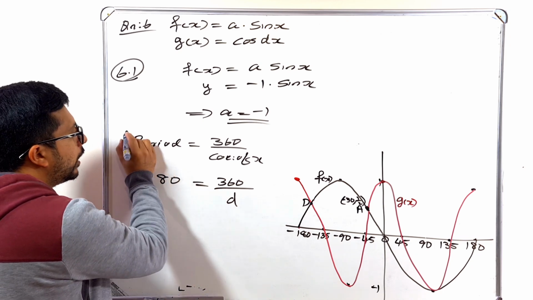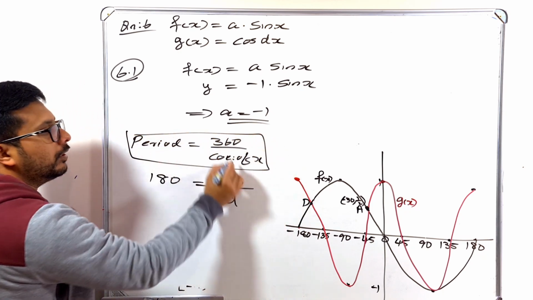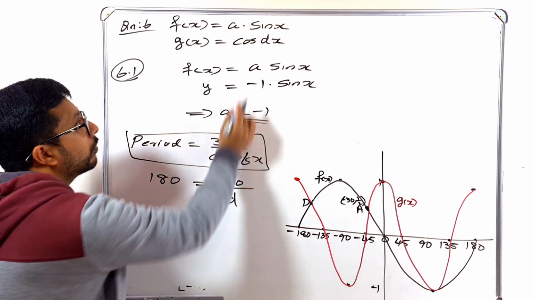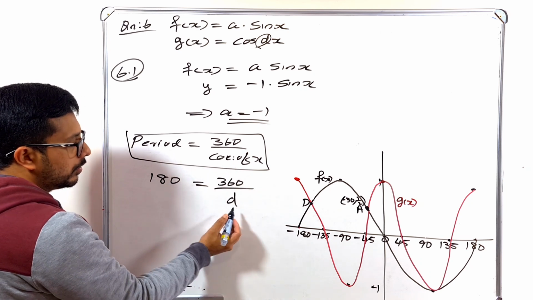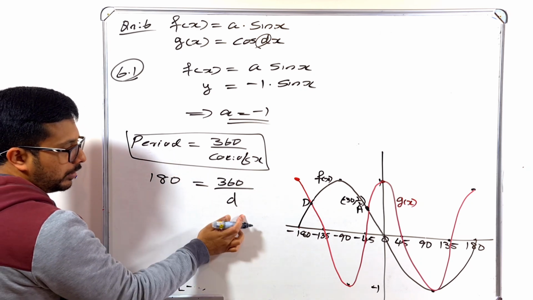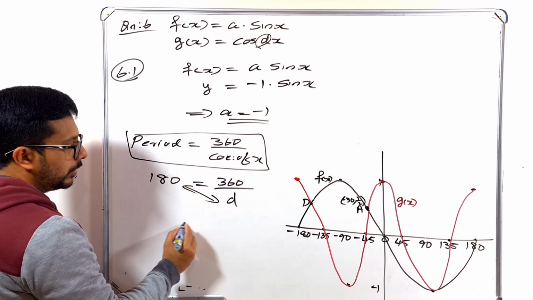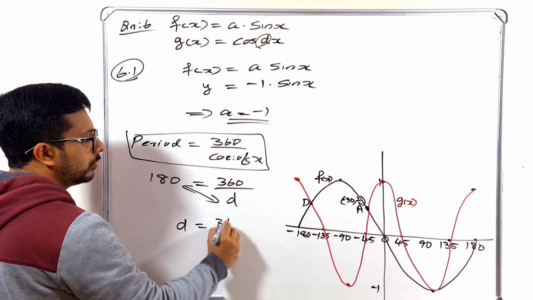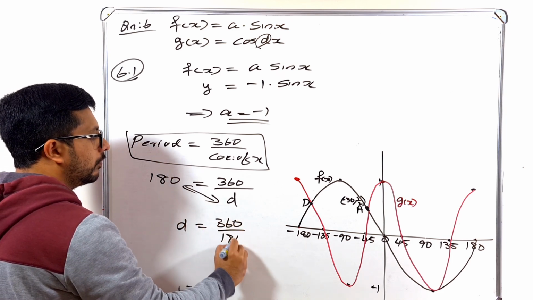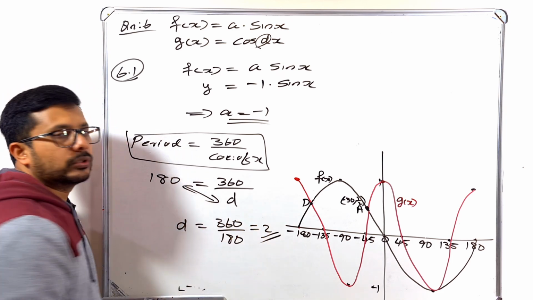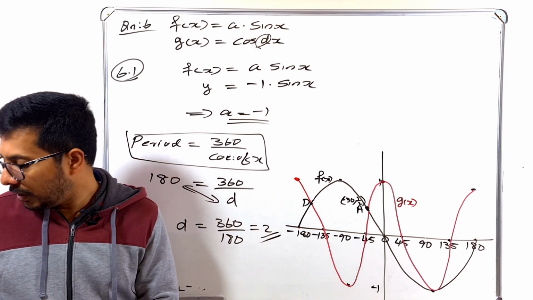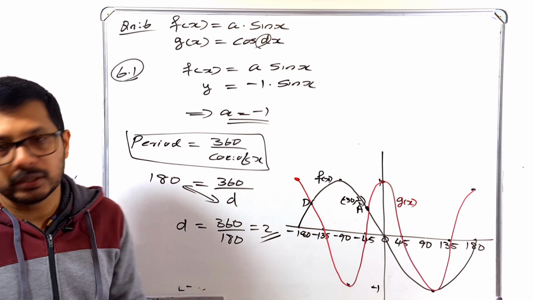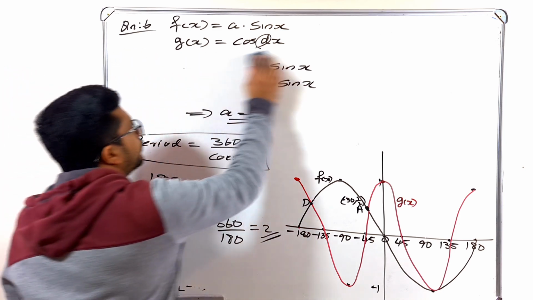So formula wise, 360 divided by coefficient of x. Here the coefficient of x is d, so 360 divided by d. Take this d to this side and this 180 to this side, you have to cross multiply. So d is equal to 360 divided by 180, that is 2. So the value of d is 2. So that is question number 6.1.